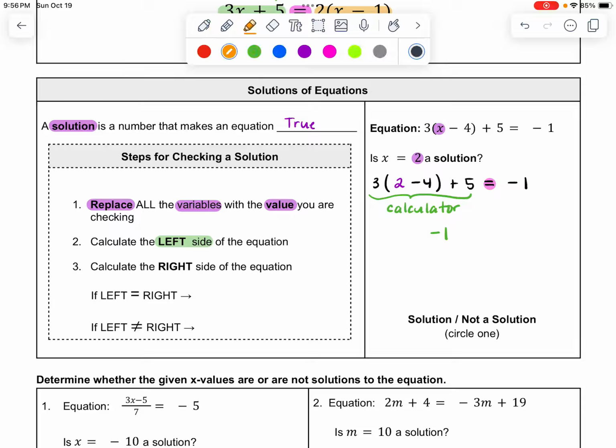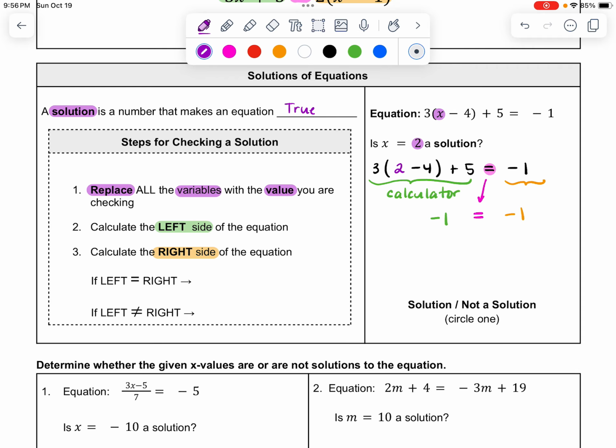The next step is to type in the right side of the equation on our calculator. Now in this case, the right side of the equation is just the number 1, so there really isn't anything to type in. I'm just going to copy it down. I'm also going to copy down that equal sign that was in between the left and the right. Then I'm going to check to see if this equation is true. If the left side is equal to the right side, then the number that I just tested is a solution. If the left side is not equal to the right side, then the number that I just tested is not a solution.